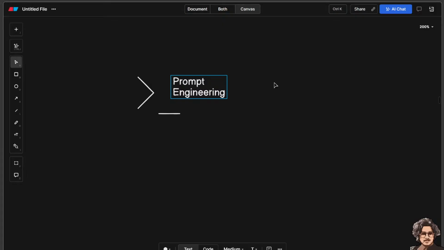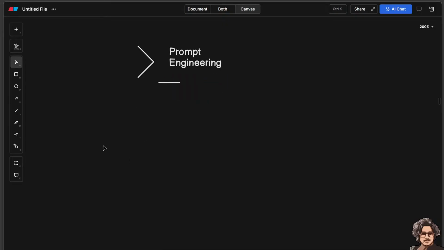Prompt engineering is one of the most underrated things in this era. Many companies ask questions related to this. So the first question is: what is prompt engineering?